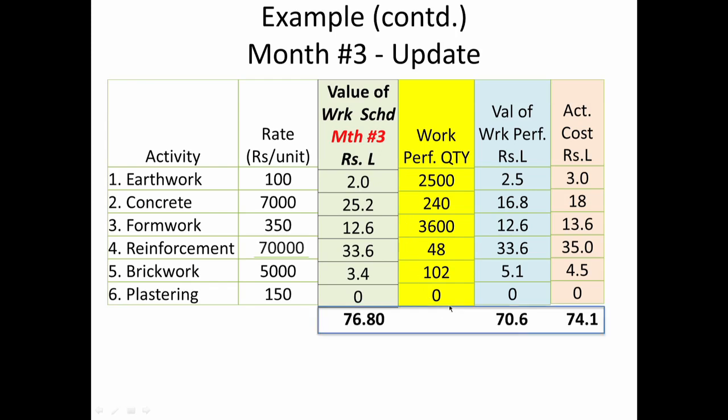Now, one thing we can do is add up these values. This is my total value of work as it is scheduled for month 3. If I add up these values, earlier I could not add up the percentage complete, because they had all different units. Here it's all money units.